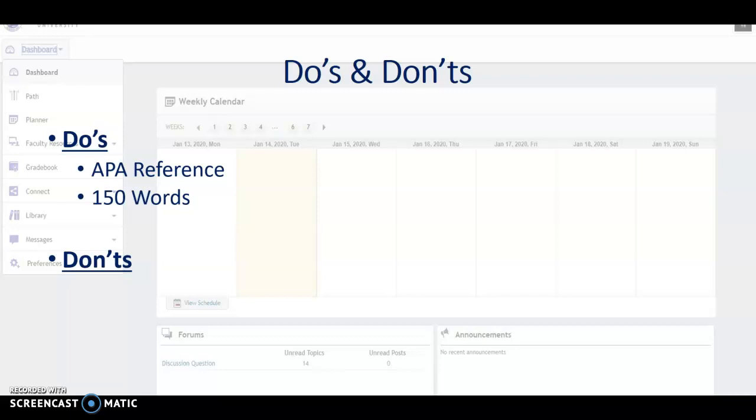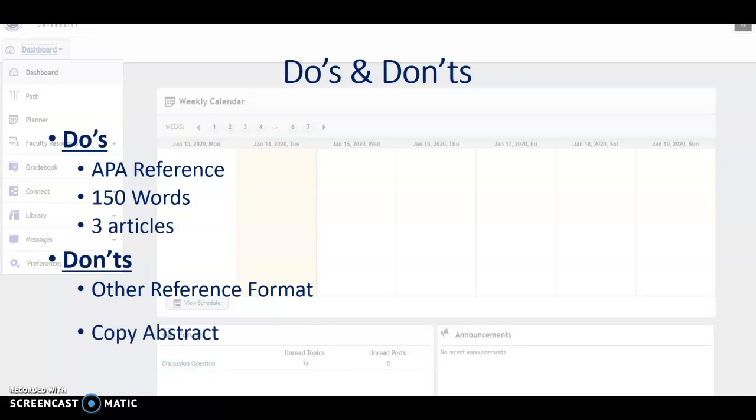If it goes over, that's fine. Don't worry about it. But I really want to make sure and I want to see that the appropriate evaluation and analysis has taken place. 3 articles. You must have 3 articles. If you didn't find 3 articles in your topic 1 worksheet, make sure that you use 3 articles now. And if that involves you finding additional articles, that's okay. Again, the idea here is to evaluate and analyze. We covered this already. Don't use another reference format. Make sure it corresponds with APA.